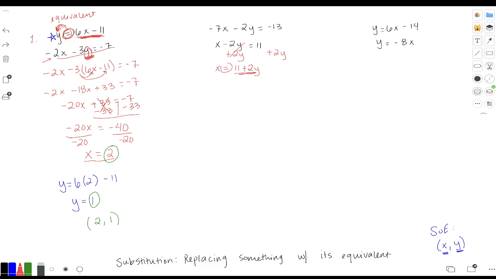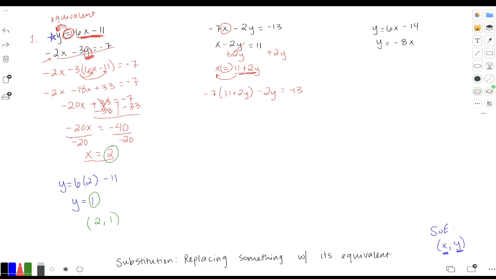Okay, it is equal to x. These are equivalent statements. We can replace any x that we want in this system of equations with 11 plus 2y. So let's do that. Okay, we have in this equation here an x. So let's plug it in. Instead of negative 7x, it is going to be negative 7 times (11 plus 2y). And then our minus 2y equals negative 13.